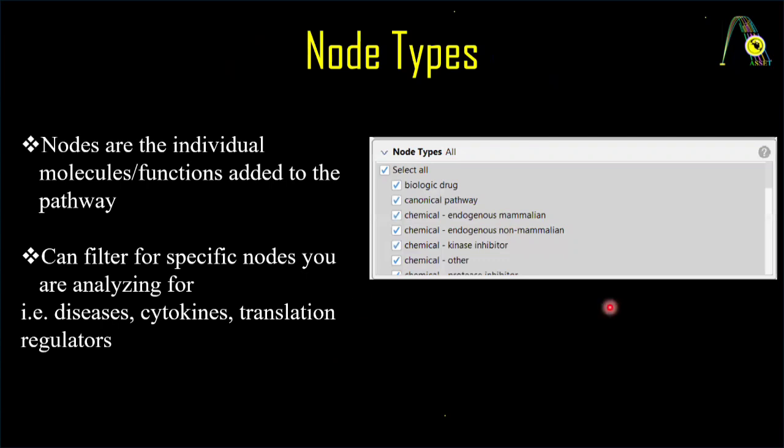And you're also able to specify for the types of nodes. For example, we've looked at diseases, we've looked at functions, we've looked at chemicals, we've looked at drugs. So the different types of nodes that you want to have in your pathway, you're also able to select for those. There's a long list. This is obviously not an exhaustive list. It does go down further. Whichever nodes you want to have in your pathway, you are also able to select for that.